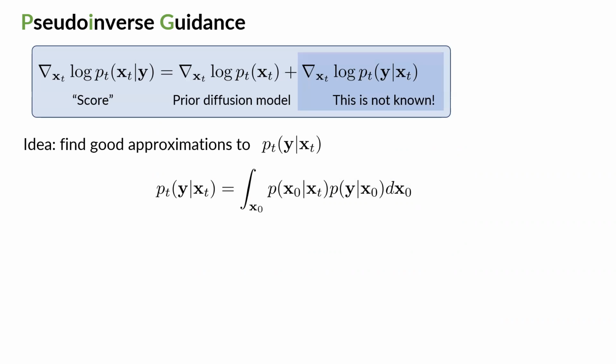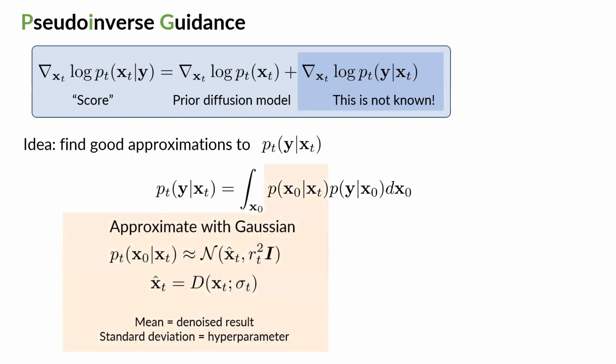So now that we've shown the method works pretty well in practice, I want to add a few more details on how the method is derived. As we had earlier, we want to find good approximations to this term, which is an integral. We don't know this x0 given xt term, so we use a very simple Gaussian approximation. We approximate this with a Gaussian with a certain mean and a certain standard deviation.